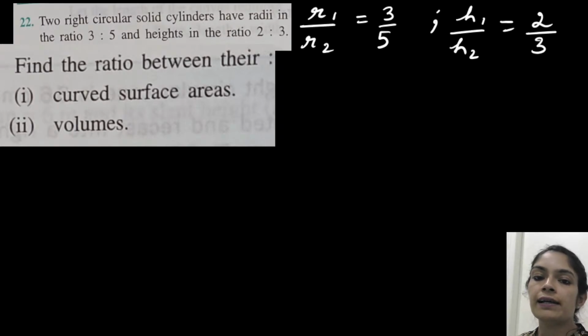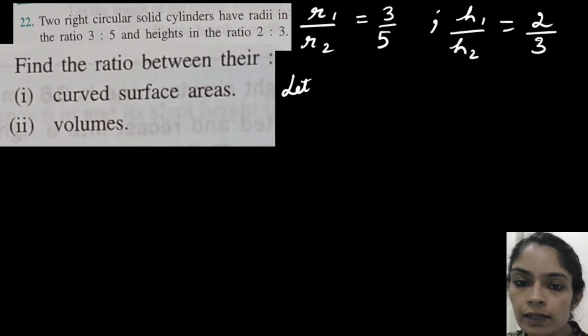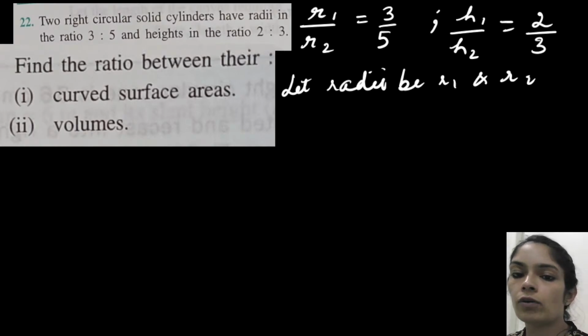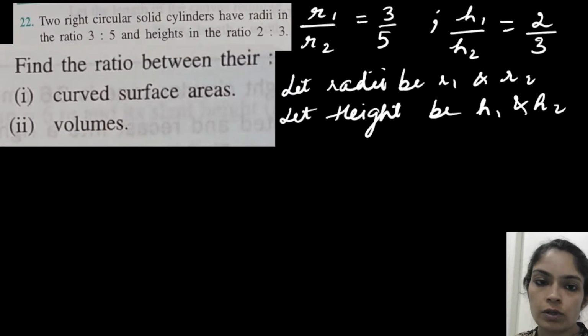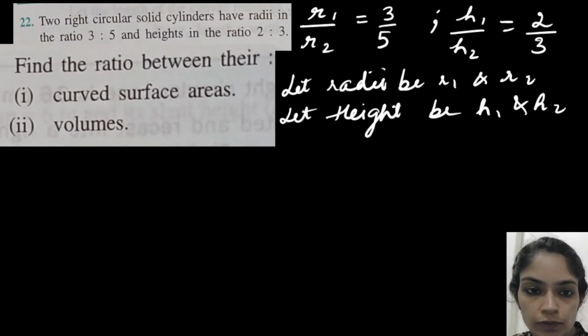Ratio means fraction. Remember this way, and at the starting you can just write this. Let the radii of two right circular cylinders be R1 and R2. Let their heights be H1 and H2. So what we have to find? We have to find the ratio. Ratio only we have to find. So that means fraction only we have to find. So whose fraction we have to find? Curved surface areas and their volumes.